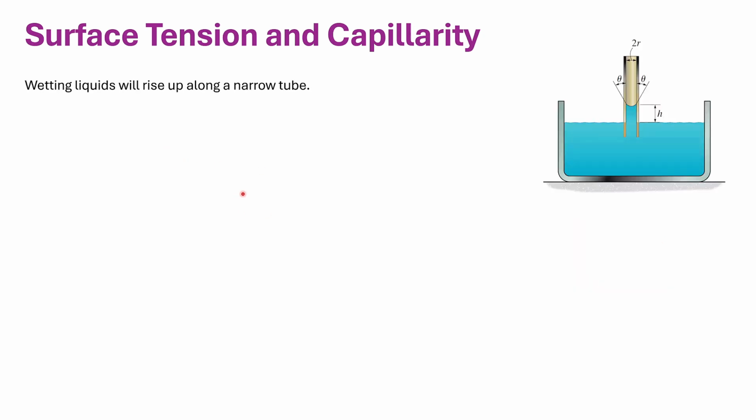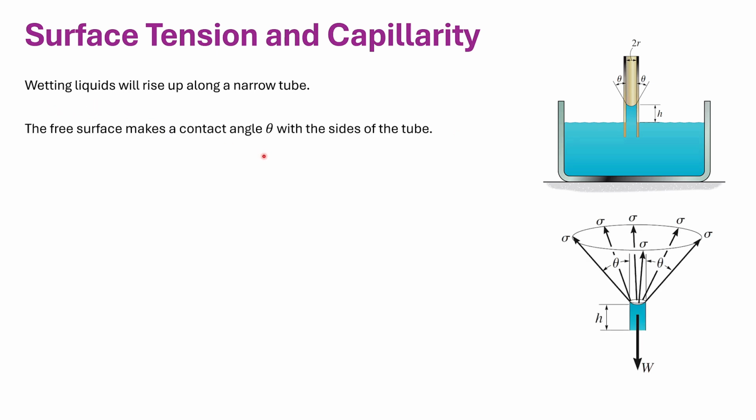As mentioned in the previous slide, we have wetting and non-wetting liquids. The difference between them is that wetting liquids will rise up along a narrow tube, such as the case shown here, where this container is filled with water and then there is a narrow tube. Water will start rising in that tube, so that is a wetting liquid. The free surface makes a contact angle theta with the sides of the tube. If the fluid used is water, usually that contact angle is 0.